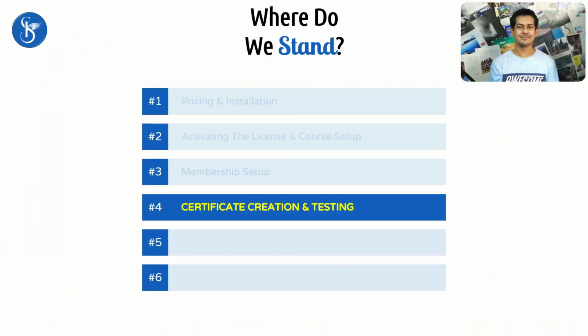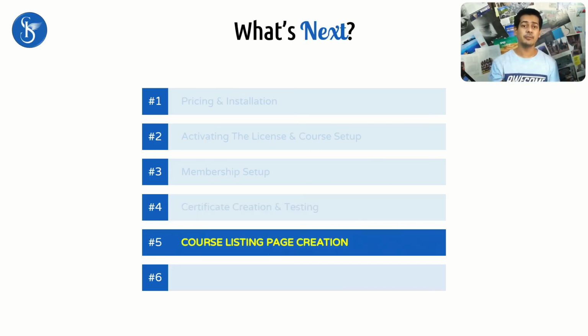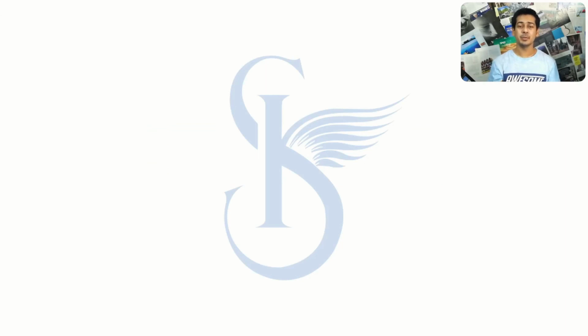Okay. So that's about this video. In this video, we created the course completion certificate in Canva and we tested if the students will receive a certificate upon completion of the course. So that was all about the fourth step in the LearnDash setup series. Until now, we have covered the steps for purchasing LearnDash, setting up the courses and memberships, and creating certificates. In the next video, I will show how you can create a course listing page where you list all your courses and memberships.